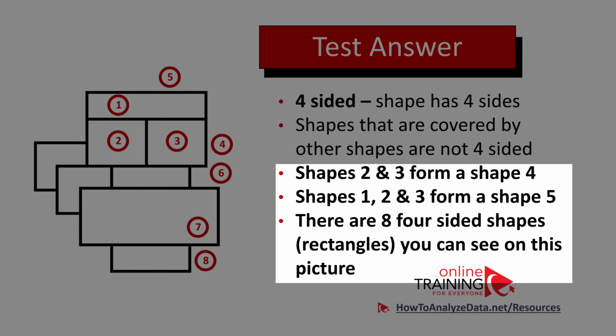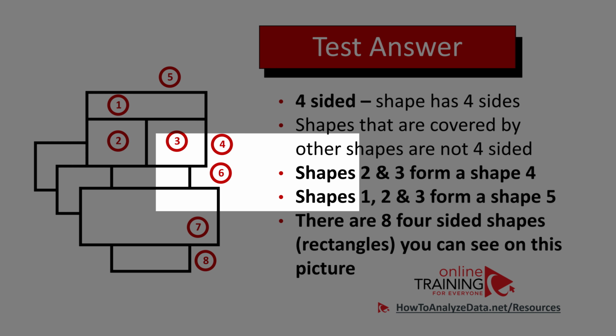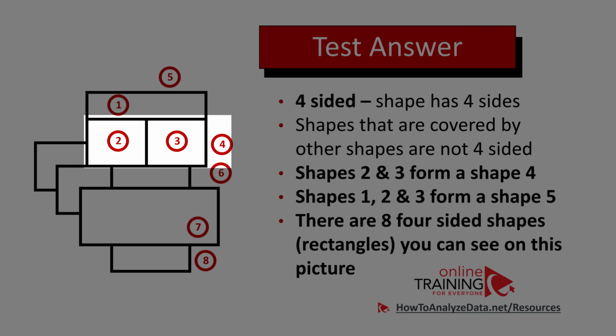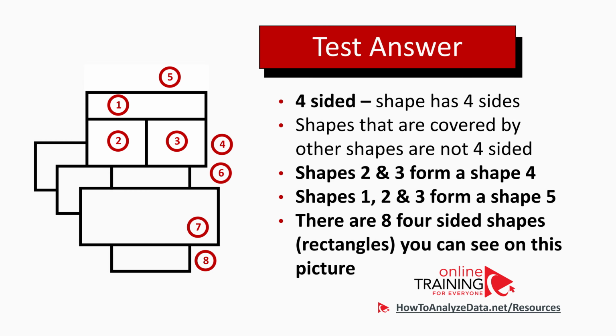Let's look at inside shapes that form another shape. Shape 2 and 3 form shape 4, and shapes 1, 2, and 3 form shape 5.